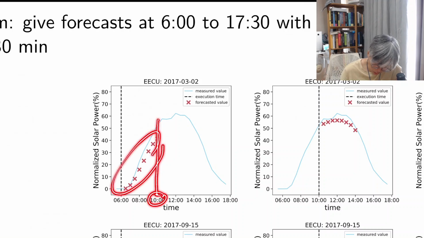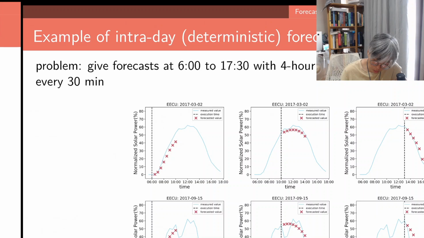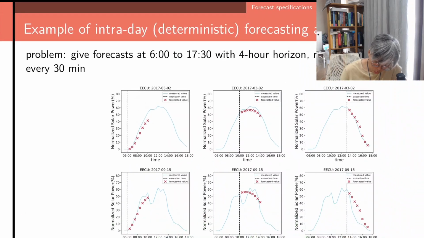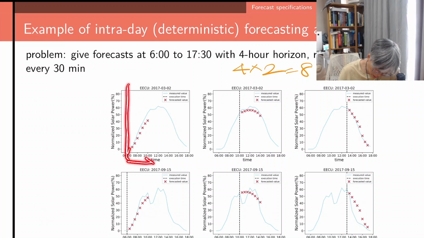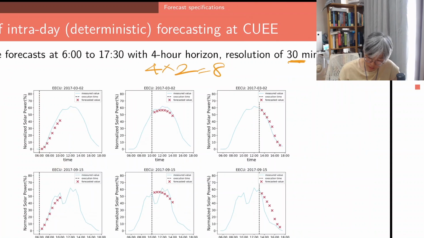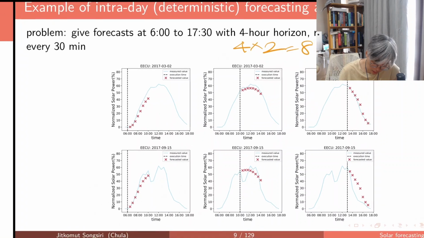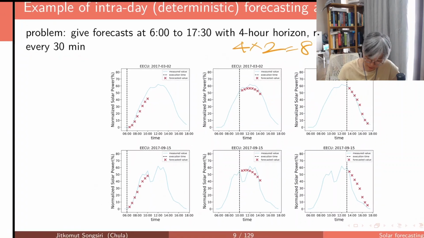And how many points do we have here? It would be 4 hours, right, and each hour contains 2 points. So every time you perform the forecast, you release 8 points of forecasting values. And this black one will be slid every 30 minutes because you forecast at every 30 minutes. Okay.